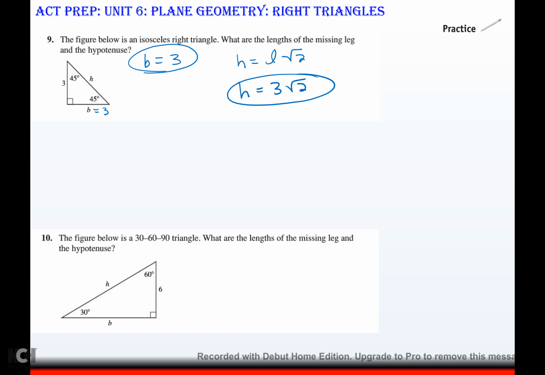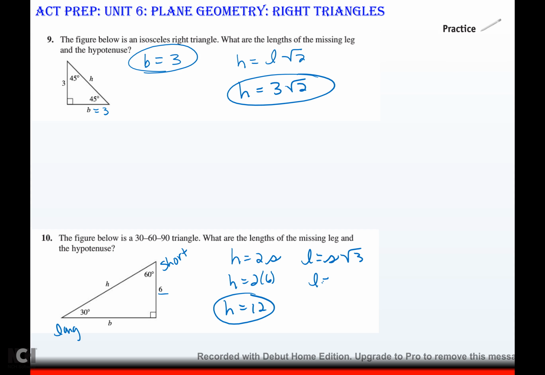Okay? And on 10, we've got a 30, 60, 90, so remember this is the short side next to 60, this is the long side next to 30. And my formulas are the hypotenuse is 2 times the short leg, and my long leg is my short leg times the square root of 3. So my hypotenuse is equal to 2 times the short, which is 6. So my hypotenuse is 12. My long leg is my short leg, which is 6, times the square root of 3. So my long leg is 6 square roots of 3.